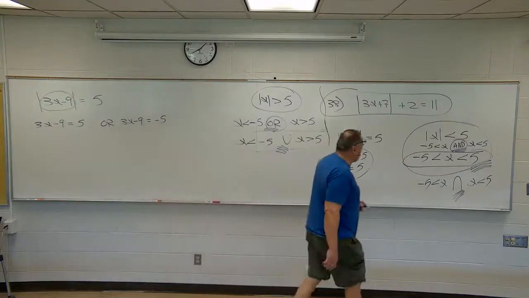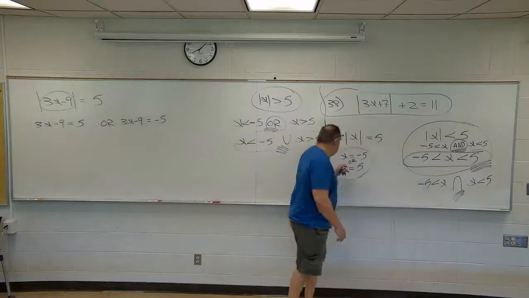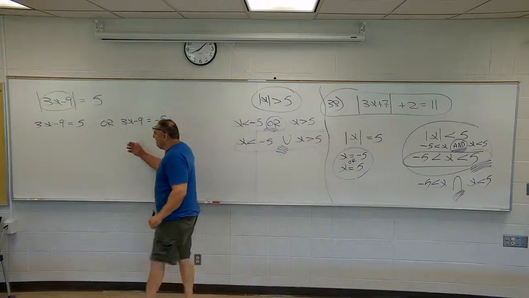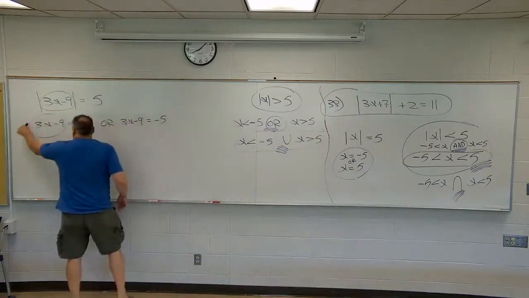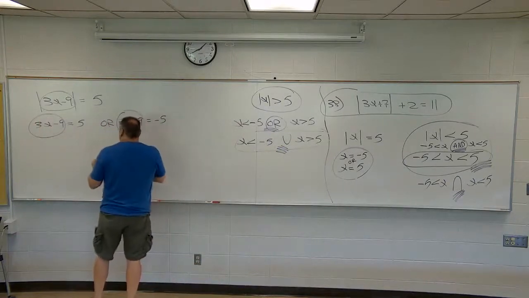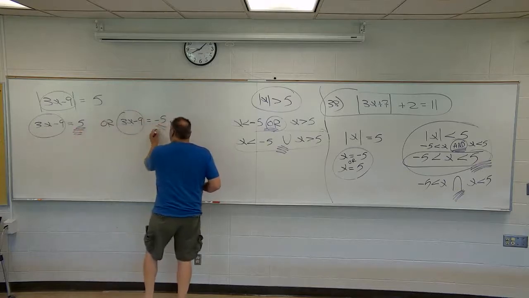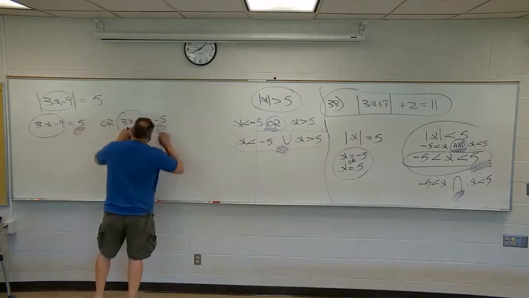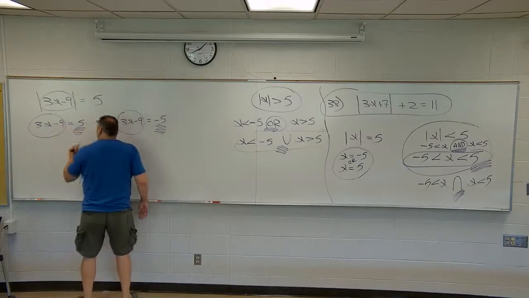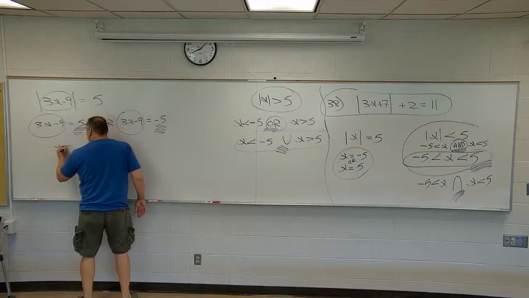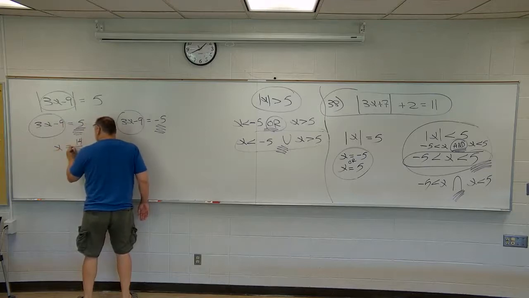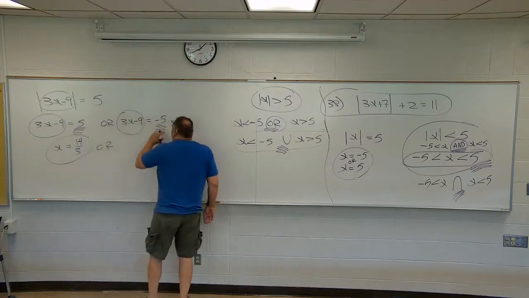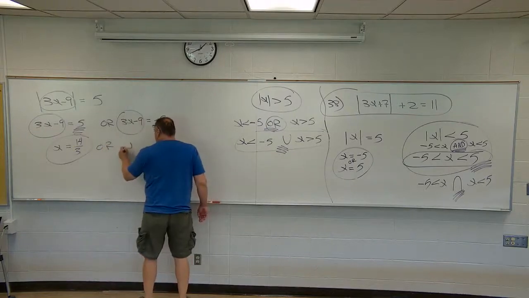What did I say here? x was equal to negative 5 or x was equal to 5? Here, this is your new x. He can be 5 or he can be negative 5. This guy could be equal to 5 or this guy could be equal to negative 5. Add 9 on each side and divide by 3. Here's one answer.